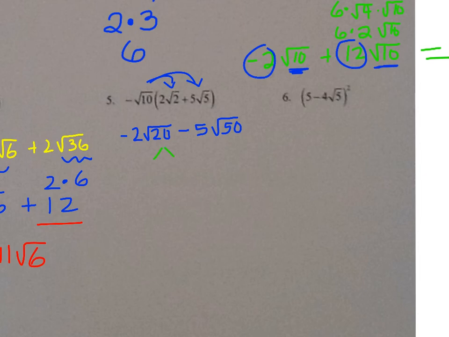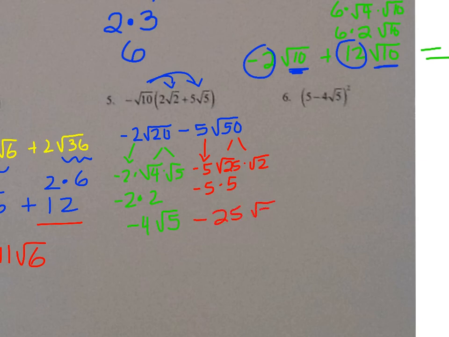All right, so what perfect square goes into 20? That is 4, and that's times 5. Bring down that negative 2. So we have negative 2 times, the square root of 4 is 2, so I have negative 4 the square root of 5. What perfect square goes into 50? Well, that's 25 times 2. So it's the square root of 25 times the square root of 2. So we have negative 5 times 5. The square root of 25 is 5. So it's minus 25, the square root of 2.